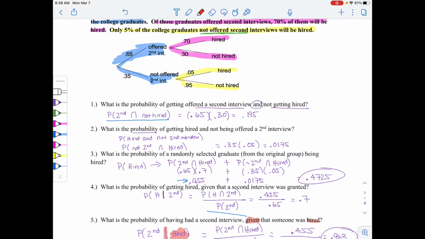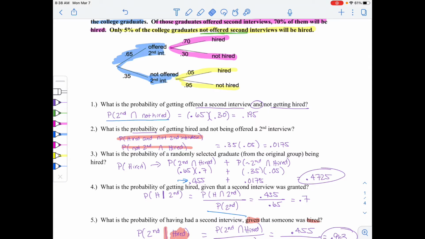Second question, what's the probability of getting hired and not being offered a second interview? Well, the way that we have it written, my tree diagram doesn't start with hired. It starts with either being offered the second or not offered the second. So what you also need to remember is that multiplication can be done in any order. So I flip-flop it. Let's put not offered second first and hired second. If I follow that line, not offered second interview and hired, I have 0.35 times 0.05, which gets me 0.0175.